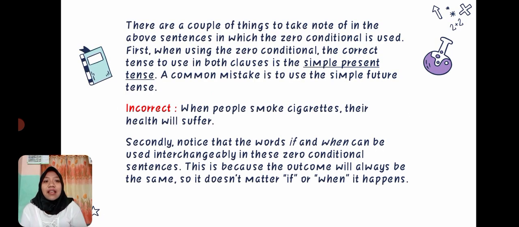Okay, next. There are a couple of things to take note of in the above sentences in which the zero conditional is used. First, when using the zero conditional, the correct tense to use in both clauses is the simple present tense. A common mistake is to use the simple future tense. Incorrect: When people smoke cigarettes, their health will suffer.